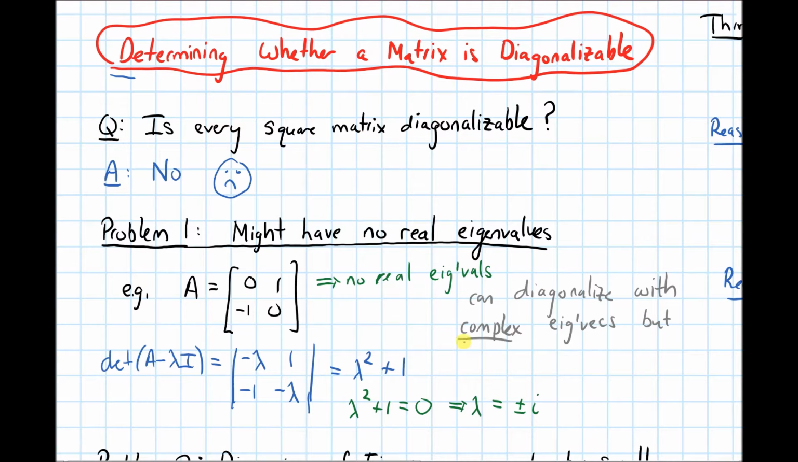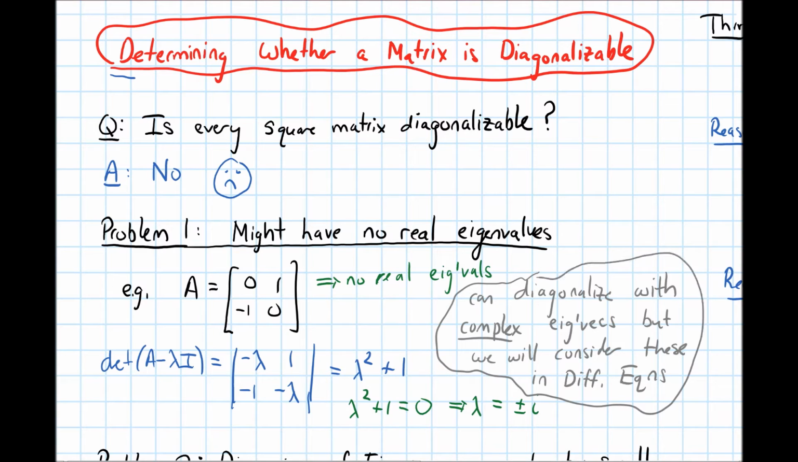But we're only going to look at that in the differential equations part of the course. We will consider these in differential equations in the later part of the course. So let me just bubble this. For our purposes right now, because we're limiting ourselves to just real eigenvectors, this matrix right here is not going to be diagonalizable because it would require that we have complex eigenvectors.